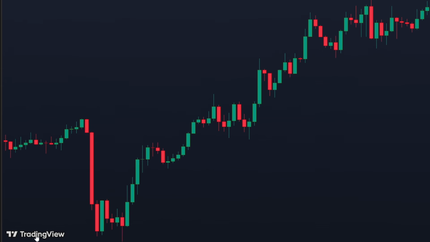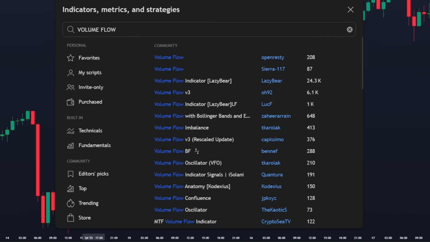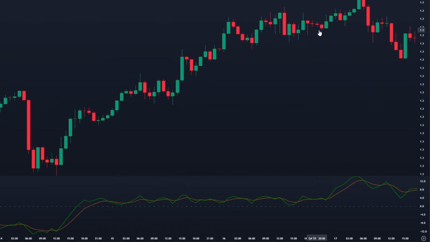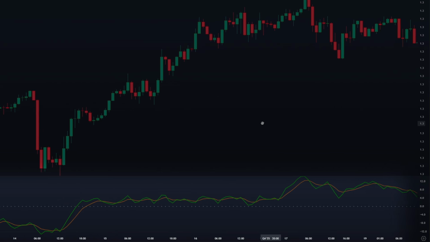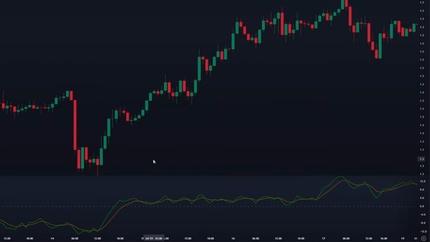I'm on TradingView, I click on Indicators, and I search for Volume Flow Indicator. This is a very popular indicator on the platform for a reason. Once I add it, you'll see it appear below the chart as an oscillator. Before we do anything else, we need to adjust the settings properly so the indicator behaves the way it's supposed to.